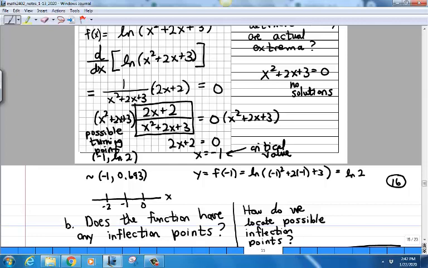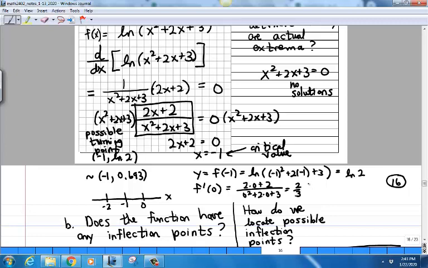All right, let's start plugging 0 in because that's easy. So in other words, I'm going to calculate f prime, that's the derivative, of 0. Here's the formula for the derivative. So when you plug 0 in there, you get what? 2 times 0 plus 2 over 0 squared plus 2 times 0 plus 3. What is that? Is that 2/3?